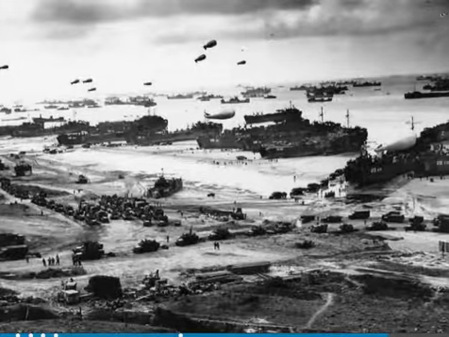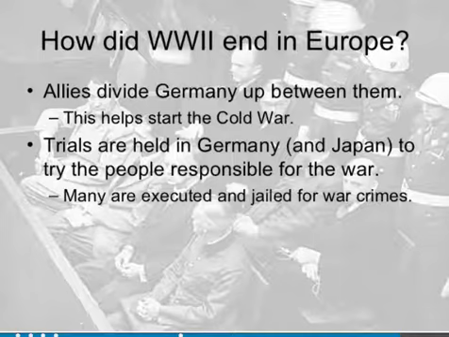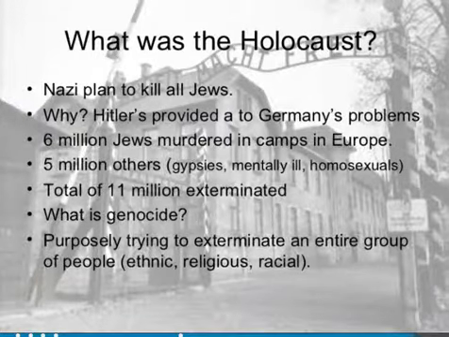That's another picture. How did World War II end in Europe? Again, another slide like this. Allies divided Europe between them, and this helped start the Cold War. Trials are held in Germany and Japan to try people responsible for the war. Many are executed and jailed for war crimes.